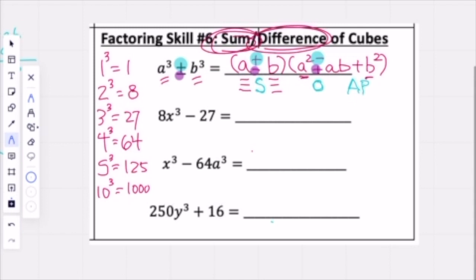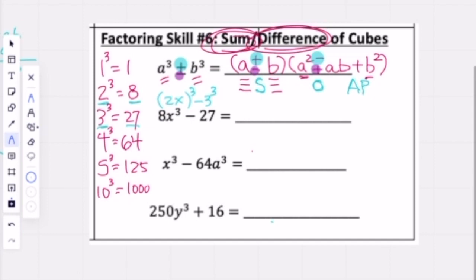All right, so let's give it a shot. Let's look at this first example, 8x cubed minus 27. We want to think to ourselves, what is being cubed to create that 8x cubed? Well, 8 is the same as 2 cubed, so this is going to be 2x cubed. Now, what is in the back there? 27. Oh, 27 is the same as 3 cubed.